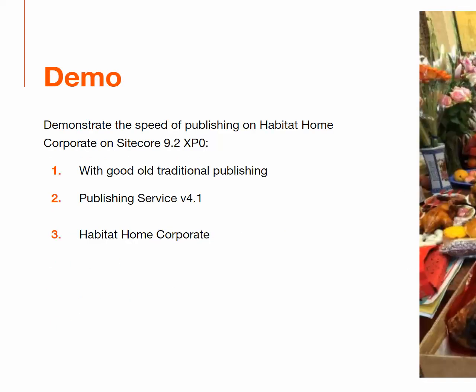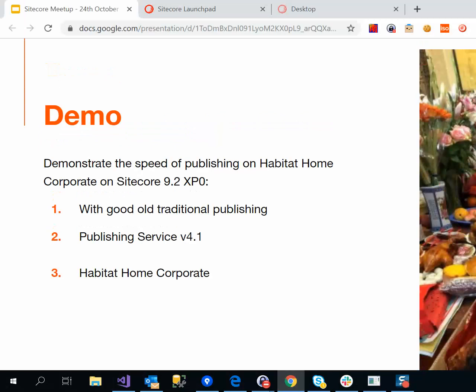Demo. So I'll give you a quick demonstration on the difference between the good old publishing that we're all used to and publishing service. A bit of background. I'm using Habitat Home Corporate, which is an MVC website from the Sitecore demo. It's literally just a good old MVC website, no SXA, no JSS, no commerce. It's just a straight demo that Sitecore's put together to demonstrate what Helix is. And I'll use that on Publishing Service 4.1 as well. So let's go straight into the demo.